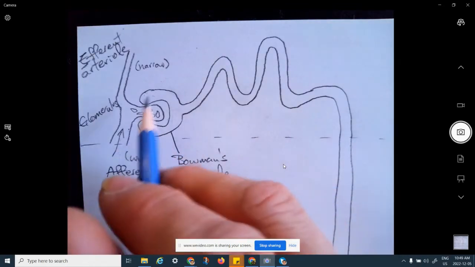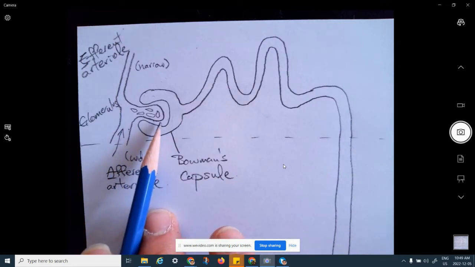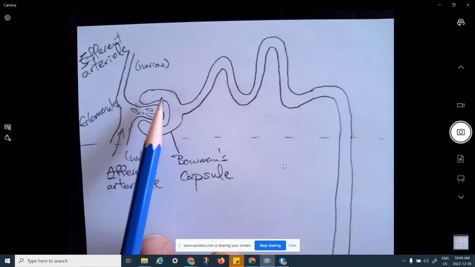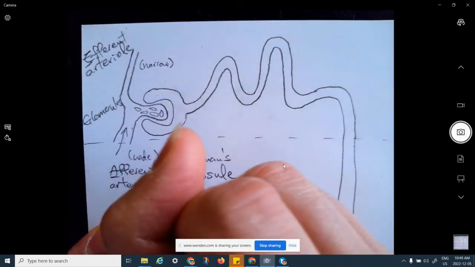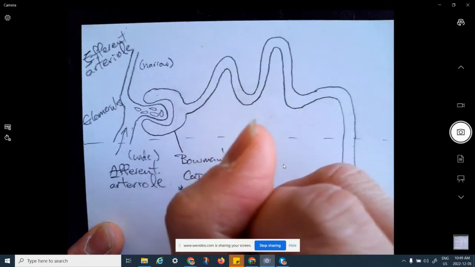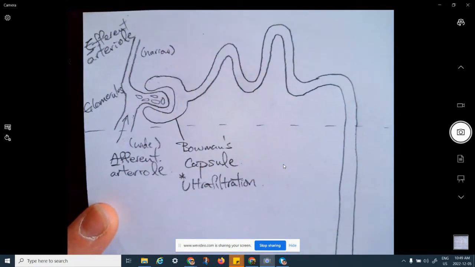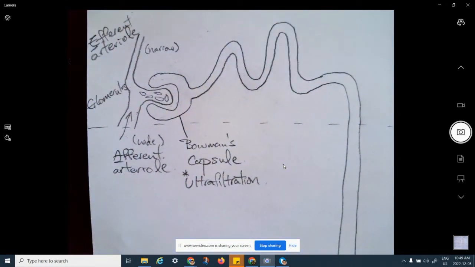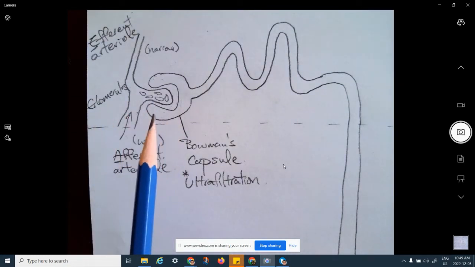So the process where the fluid gets pushed out of the fenestrations of the glomerulus into the Bowman's capsule is called ultrafiltration. Think of in chemistry when you're filtering something out. It is really a filtration process, but under high pressure.